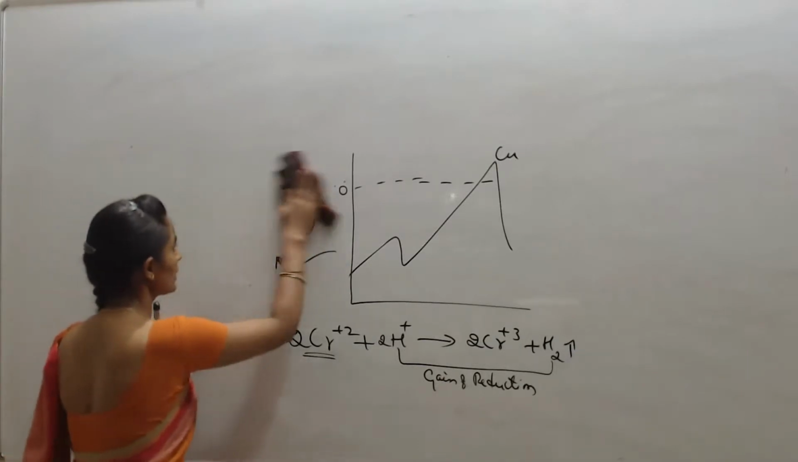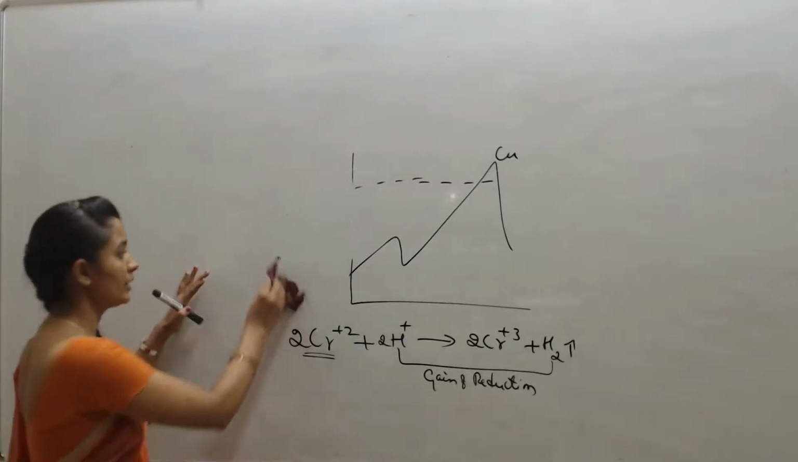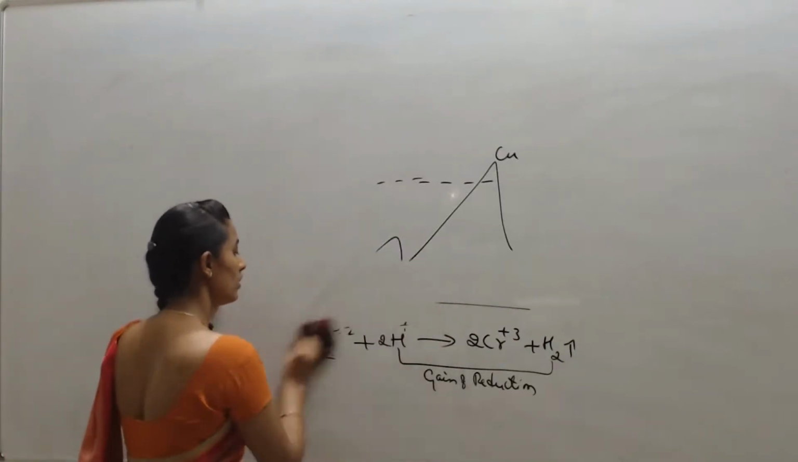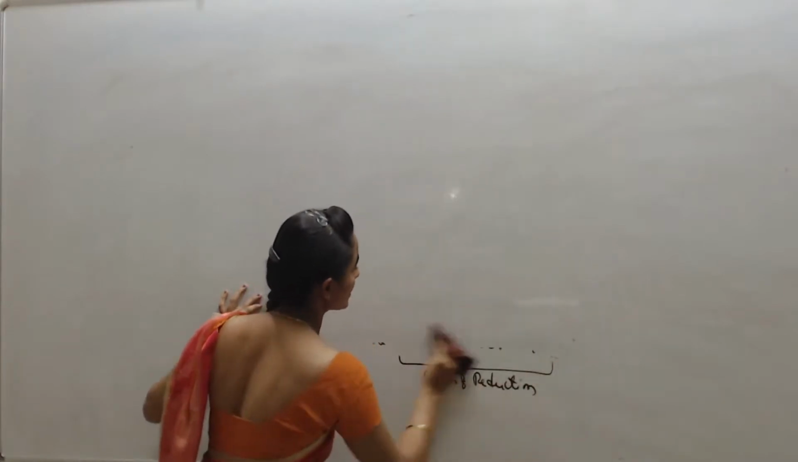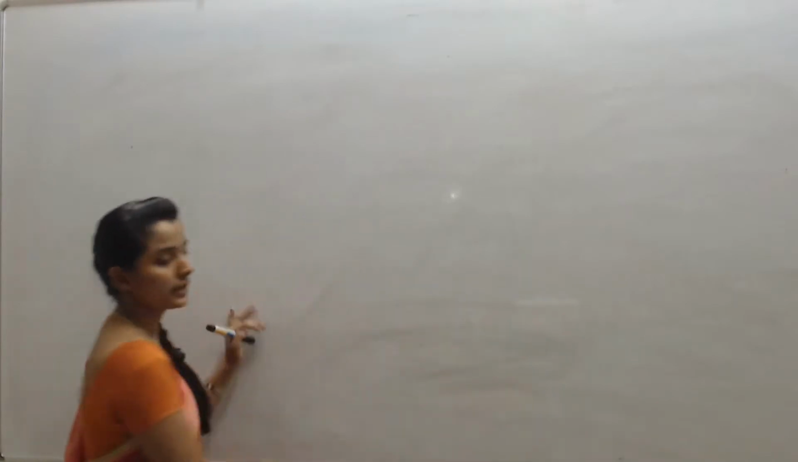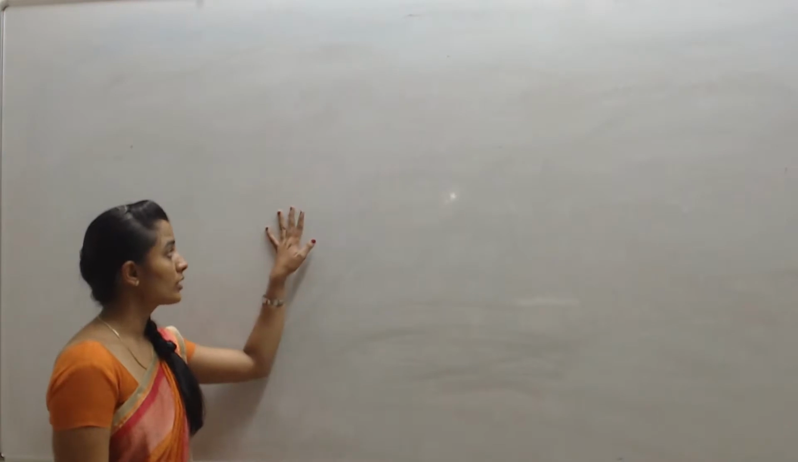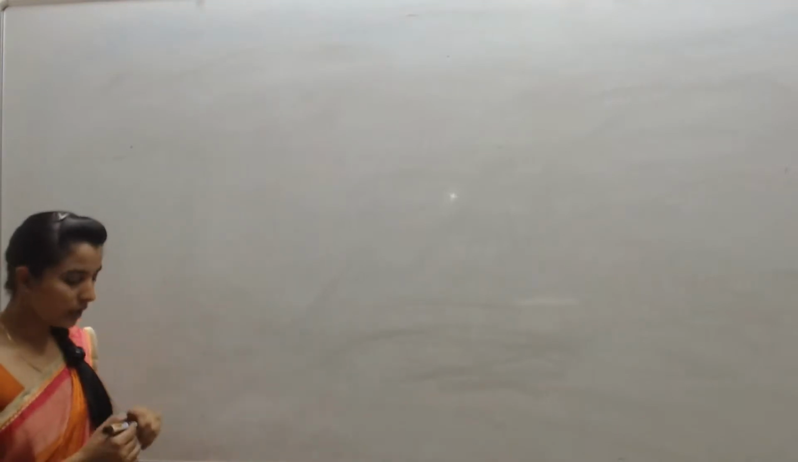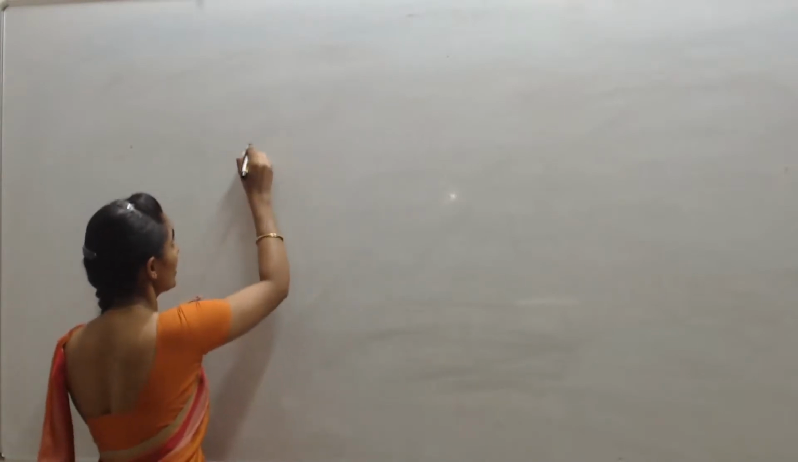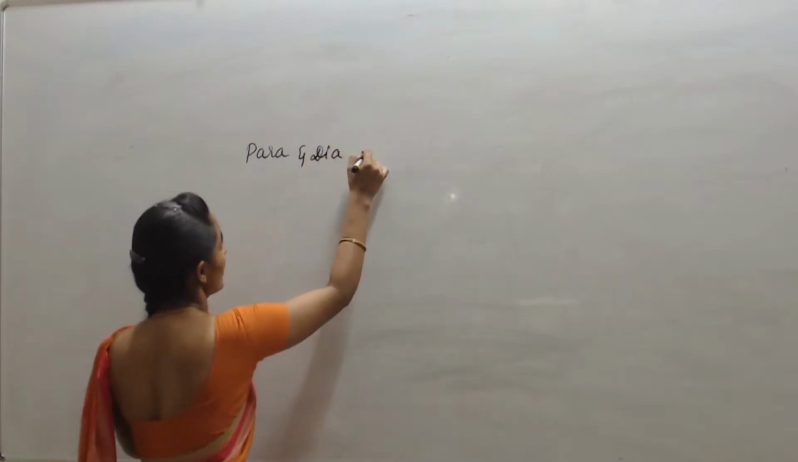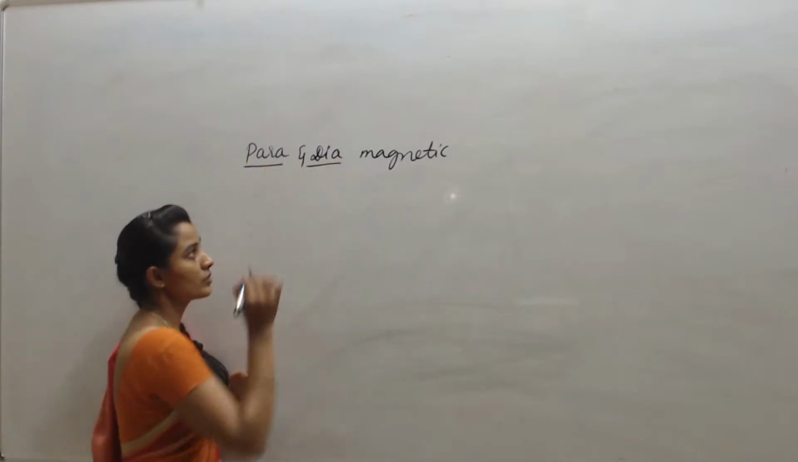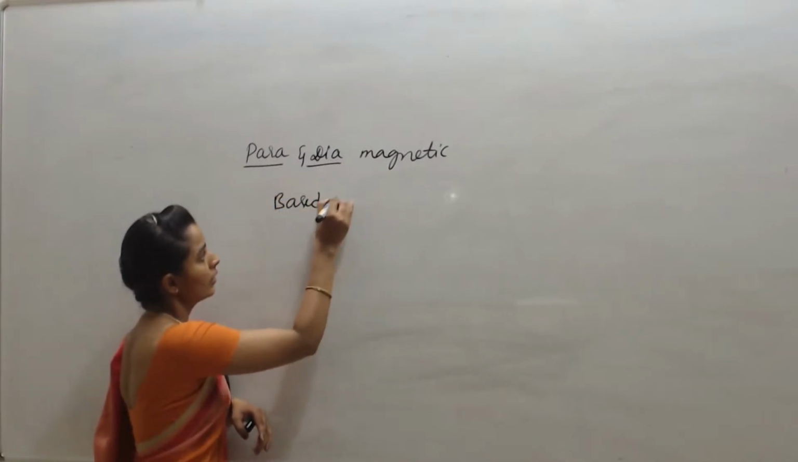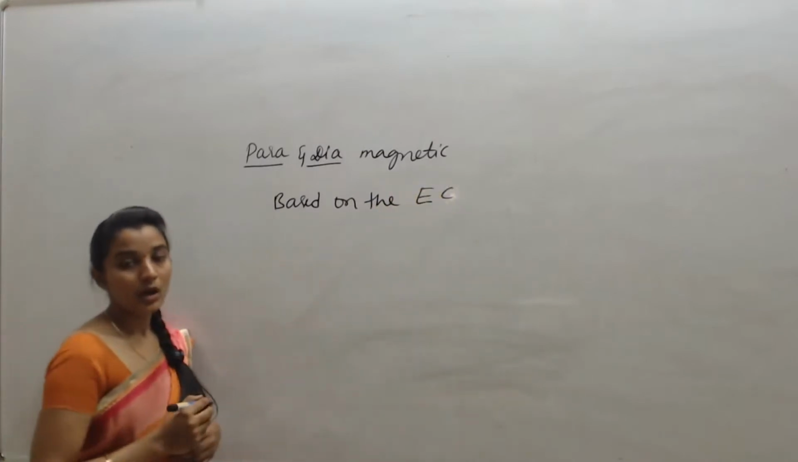Okay, so the next property, students, is the magnetic property. You know in the solid state chapter I already explained the different types of magnetic substances: paramagnetic, diamagnetic, and ferromagnetic. In these D block elements we are going to explain only para and diamagnetic. Some show ferromagnetic, but that is equal to paramagnetic only. We will study with the para and diamagnetic substances. How can we know which one is paramagnetic and which is diamagnetic? That is based on their electronic configuration.